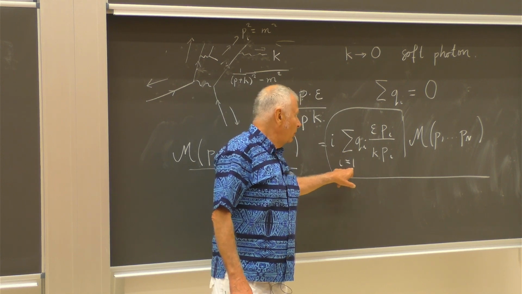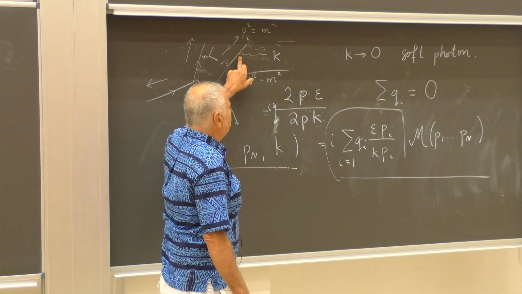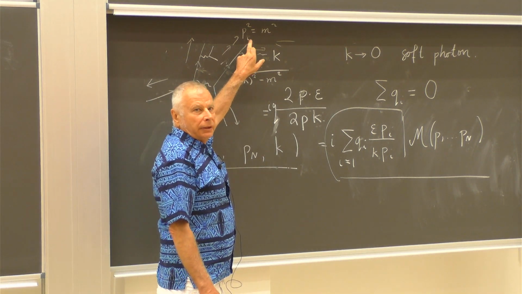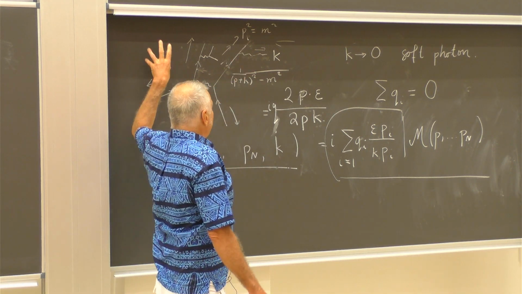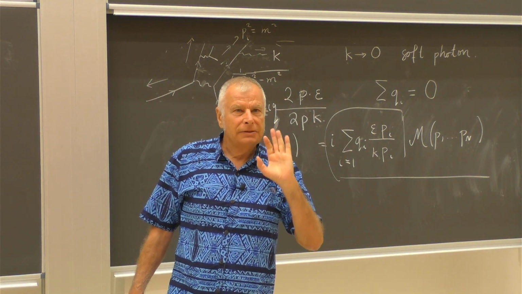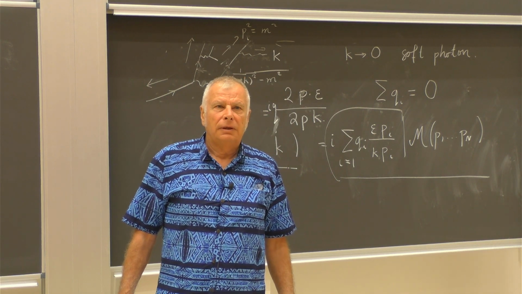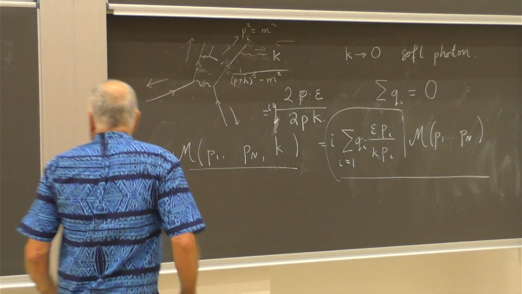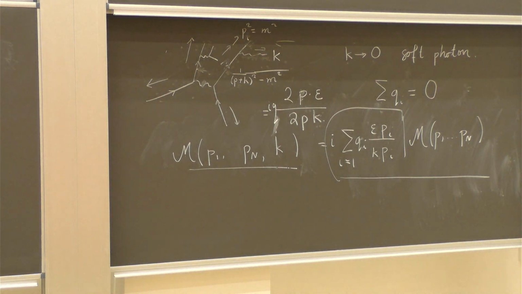It's a sum over all, because in order to have the singularity, the photon has to be emitted from a charged particle. This is QED, so it cannot be emitted from a photon. I'm doing the abelian case, the simplest possible case. The left-hand side is not just one diagram, but a sum over all. If you have an amplitude with some number of charged particles and some number of hard photons, this formula applies to the case when one of the photons becomes soft.